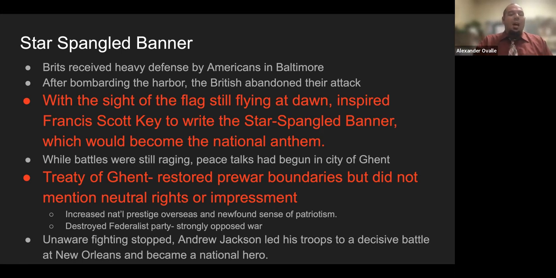Unaware that the fighting had stopped, Andrew Jackson led his troops to a decisive battle at the Battle of New Orleans and will become a national hero, decisively beating the British. So the war kind of ended in a stalemate, but this little battle kind of elevated the Americans a little bit more. And that is it.